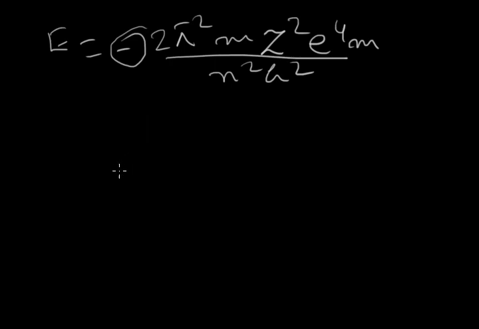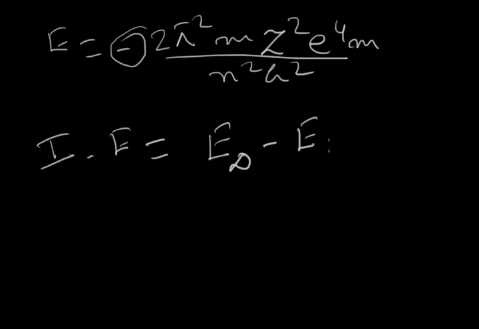So, work must be done to remove the electron from a particular orbit to infinity, and this energy is called ionization energy. From the value of energy, we can also calculate ionization energy, IE, or ionization enthalpy. This is nothing but E infinity minus E1, that means the energy to transfer the electron from the first orbit to infinity.